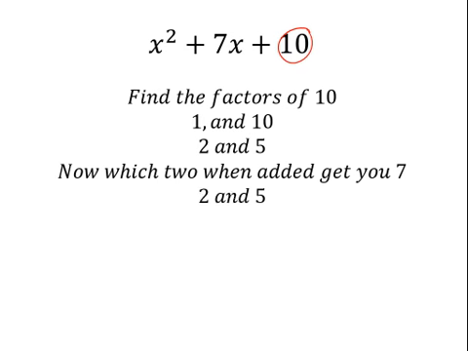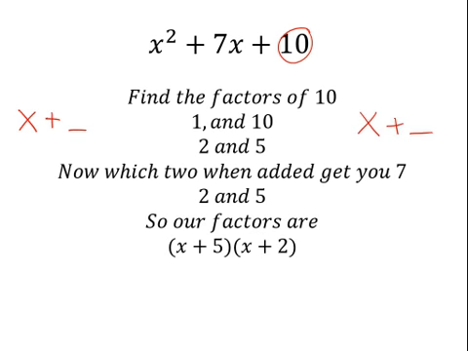Now, once we have our two numbers, we're going to write it as x plus whatever that number is, and x plus whatever the other number is. Okay, and it's always that. And so we end up with our factors of x plus 5 and x plus 2. And that right there is our answer. Now, sometimes those numbers will be negative, making it x minus a number. Okay, so we just have to watch out for those.